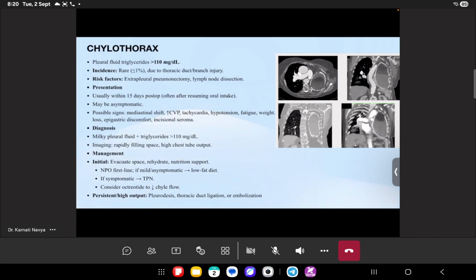Management is by initially evacuating the space, rehydrating the patient, and nutrition support. NPO is the first line of management. If mild or asymptomatic, a low-fat diet is given. In symptomatic patients, total parenteral nutrition is considered, and consider octreotide to reduce the chyle flow. For persistent or high output, pleurodesis, thoracic duct ligation, or embolization is considered. This is a CT scan showing chylothorax in a post pneumonectomy patient.